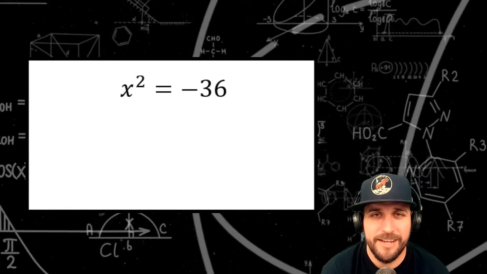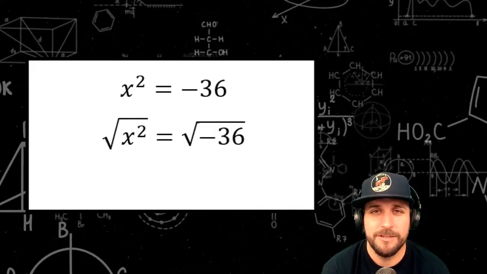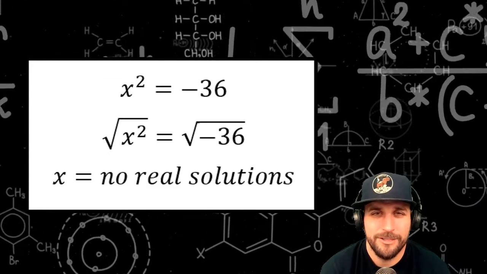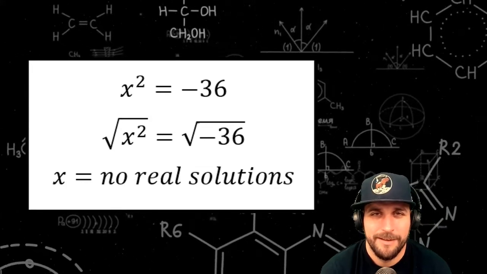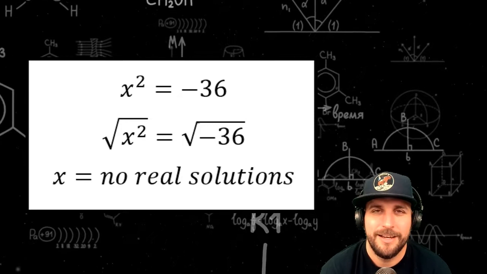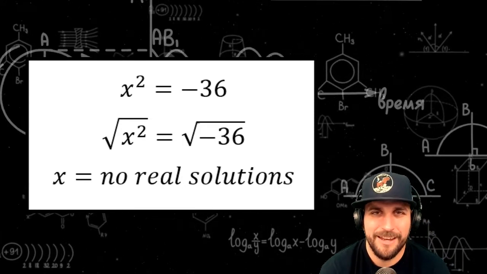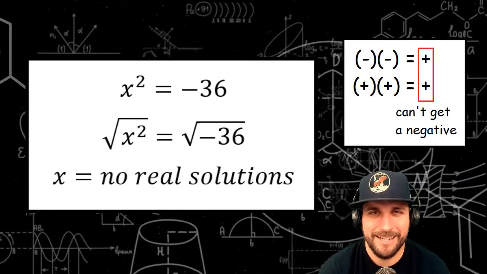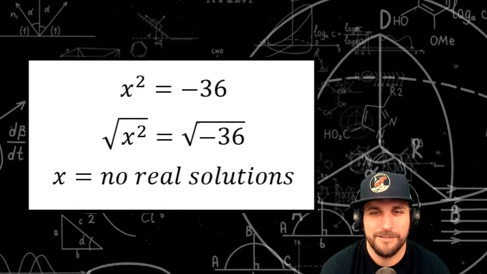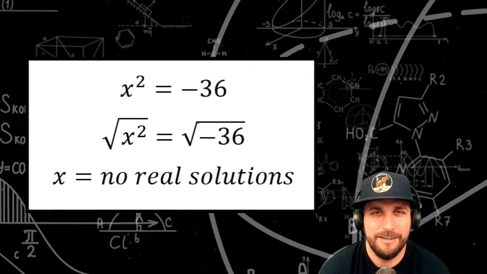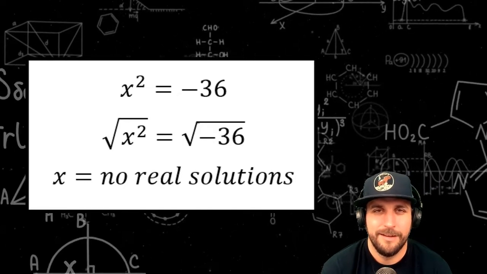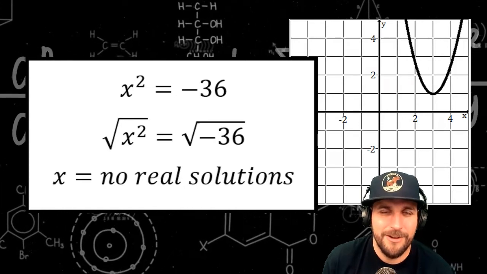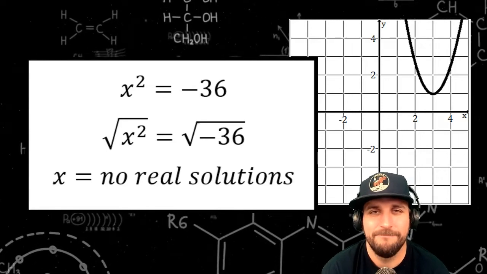D, x squared equals negative 36. Take the square root of both sides. We cannot take the square root of a negative number. There are no real solutions when we take the square root of a negative number. It's impossible using real numbers to multiply a number by itself and get out a negative number. A negative times a negative is a positive, a positive times a positive is a positive, so we can't take the square root of negative numbers. So when we have a problem like this, our solution will be no real solutions. It's like when we were graphing, our parabola would not cross the x-axis. There are no zeros. There are no solutions to this quadratic equation.